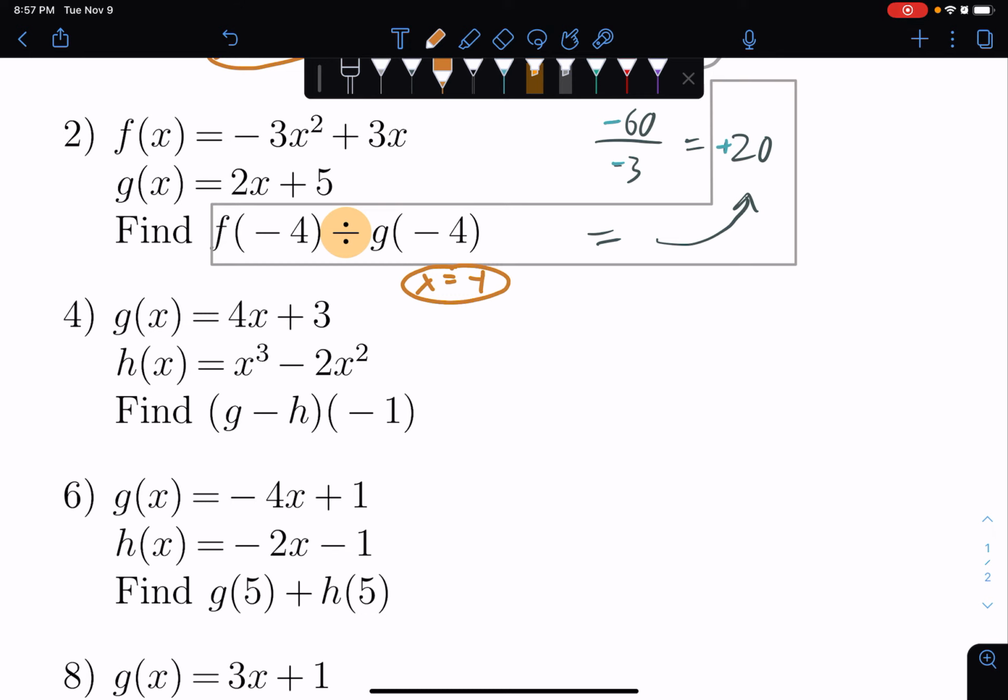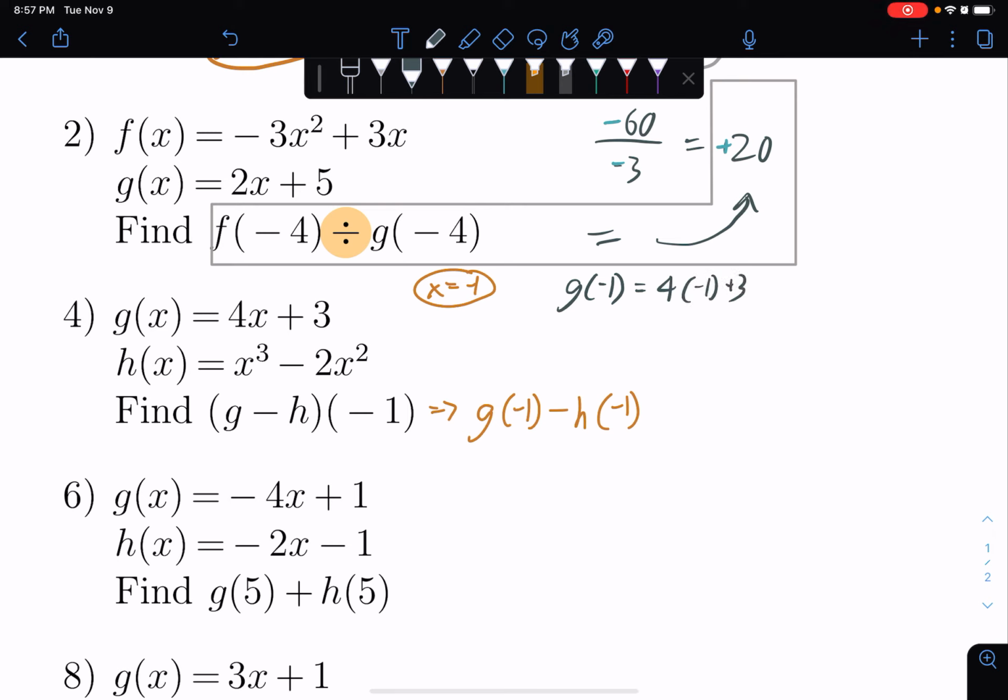And we can apply distributive property. Let's just make this pen smaller in width. So x is equivalent to negative 1. This will be g of negative 1 minus h of negative 1. So g of x such that x is equivalent to negative 1 is equivalent to 4 times negative 1 plus 3. G of negative 1 is equivalent to negative 4 plus 3, we get negative 1.